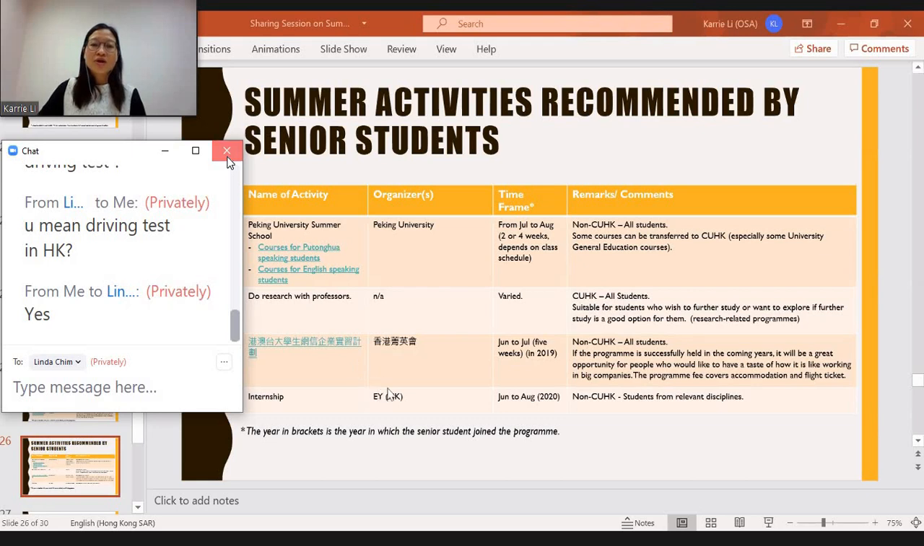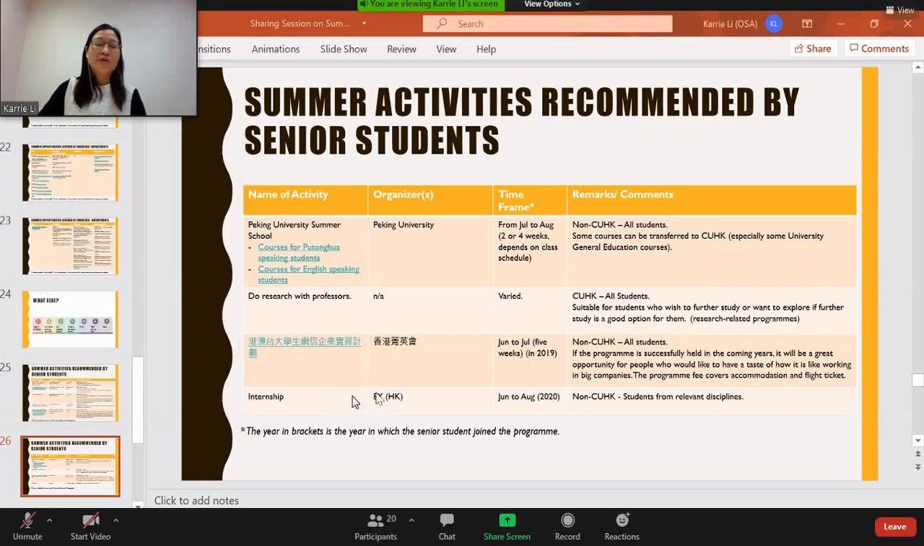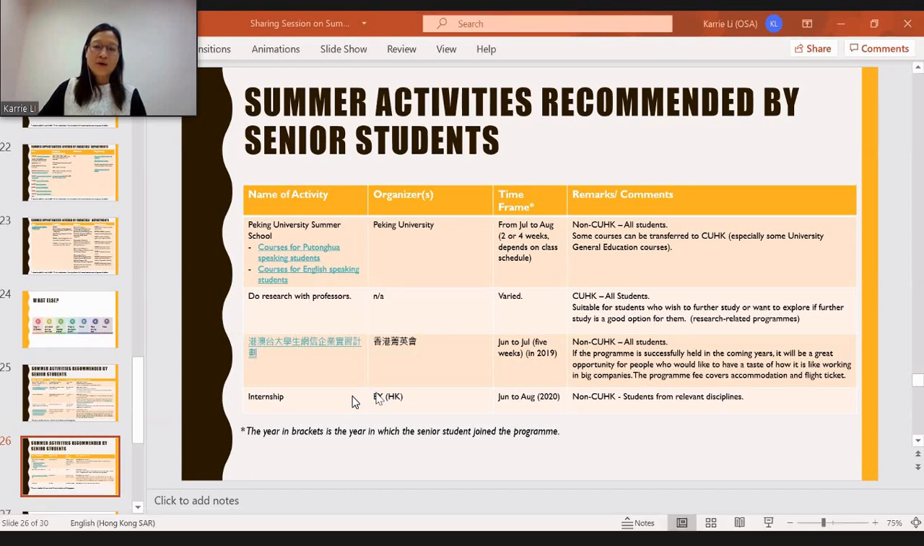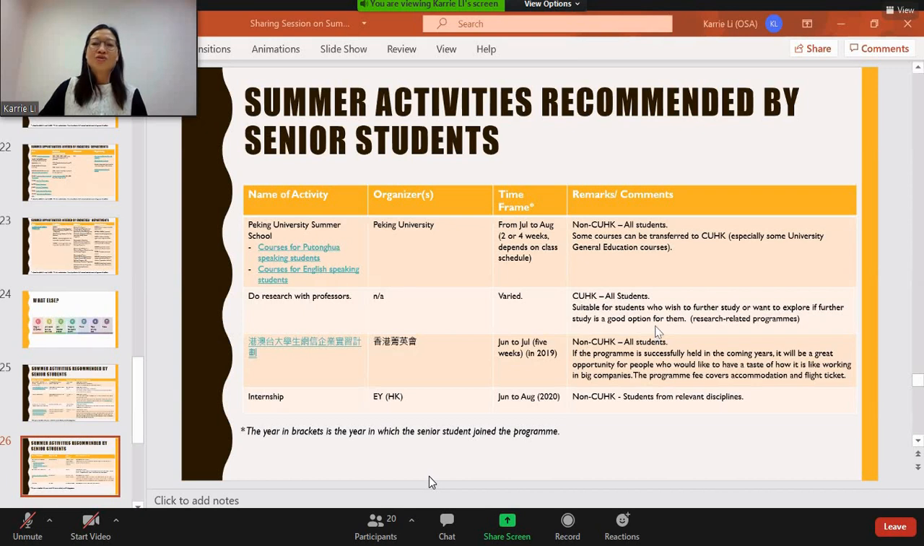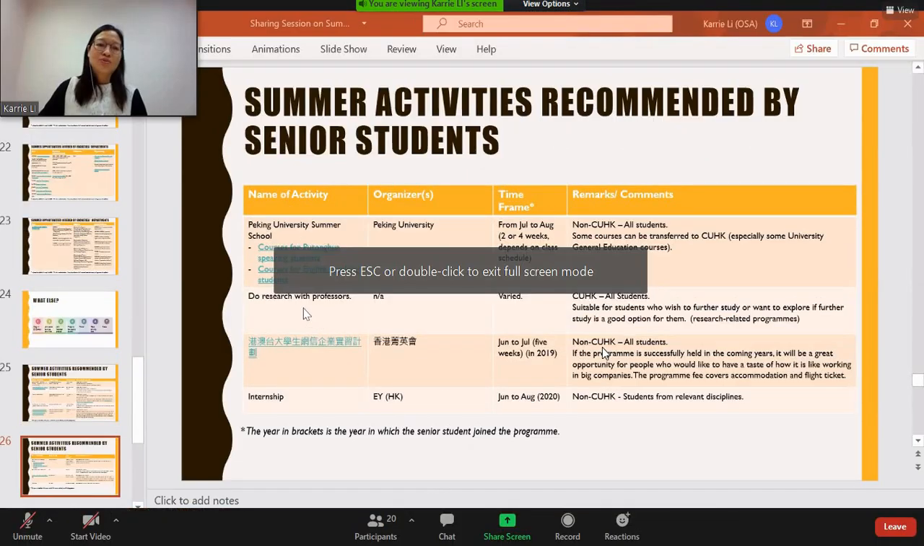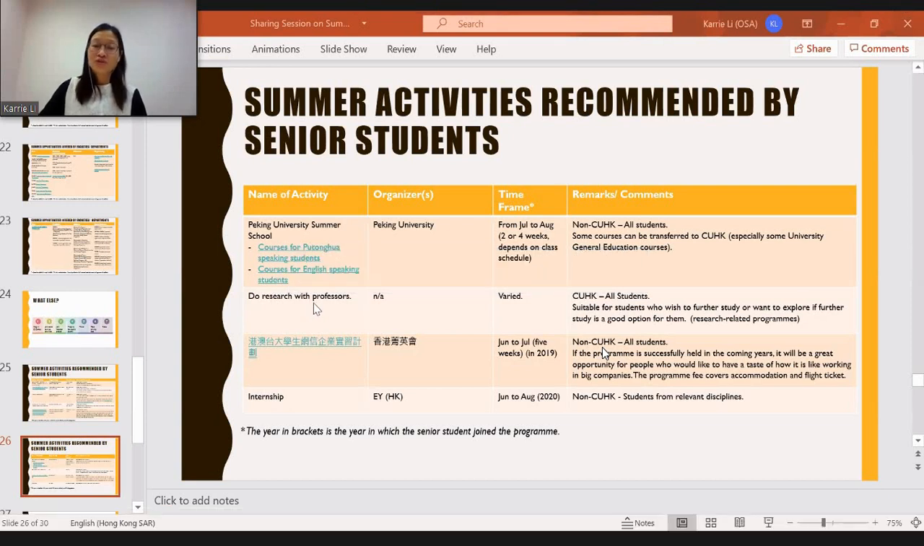The other group is the internships, which I think is quite obvious that it helps you to enhance your CV, as well as get you mentally prepared for joining the job market, okay? And actually, one of the students has mentioned that if you have planned to study further, especially if you want to join the research-related programs, or you are just not quite sure whether further study suits you or not, try to do some research with professors and have a taste of doing research to see whether it is a good choice for you, okay?